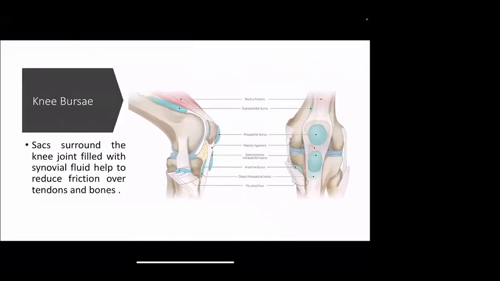Knee bursae. These are sacs around the knee joint filled with synovial fluid, which help to reduce friction over tendons and bones. This is the suprapatellar bursa, prepatellar bursa, infrapatellar bursa, subcutaneous and deep infrapatellar bursa, and anserine bursa.